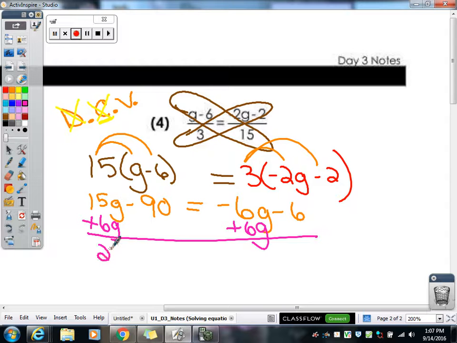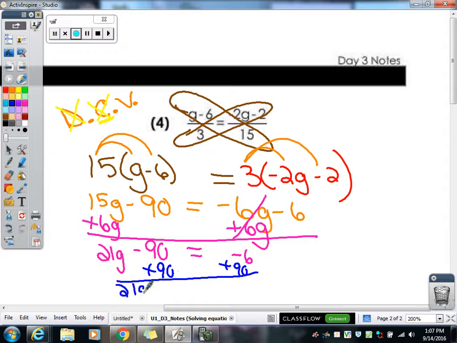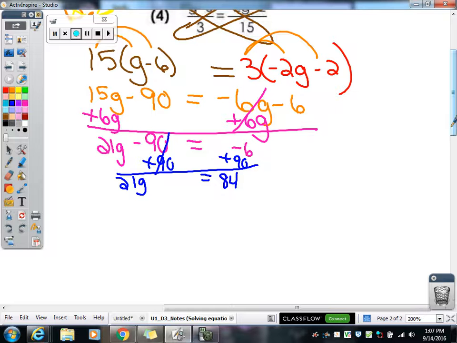I get 21g minus 90 equals a negative 6. This cancels out. Then I add 90 to both sides. And I get 21g, the 90s cancel out, equals 84. My last step then would be to divide both sides by 21. And I'm going to get g equals 4.